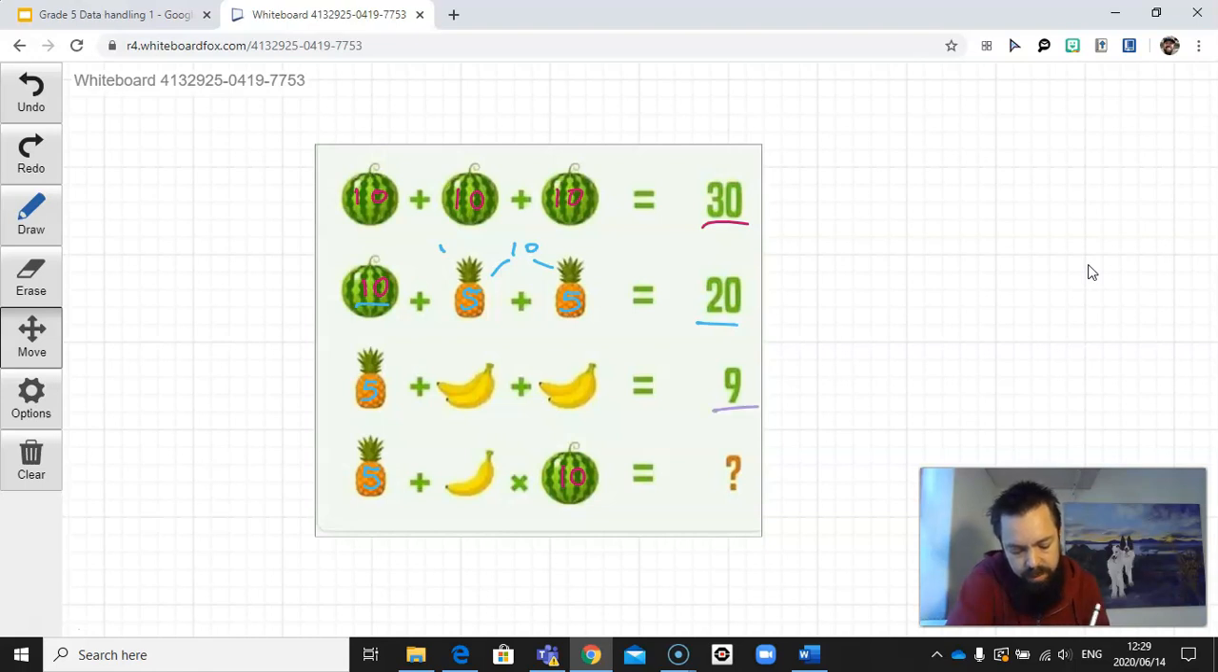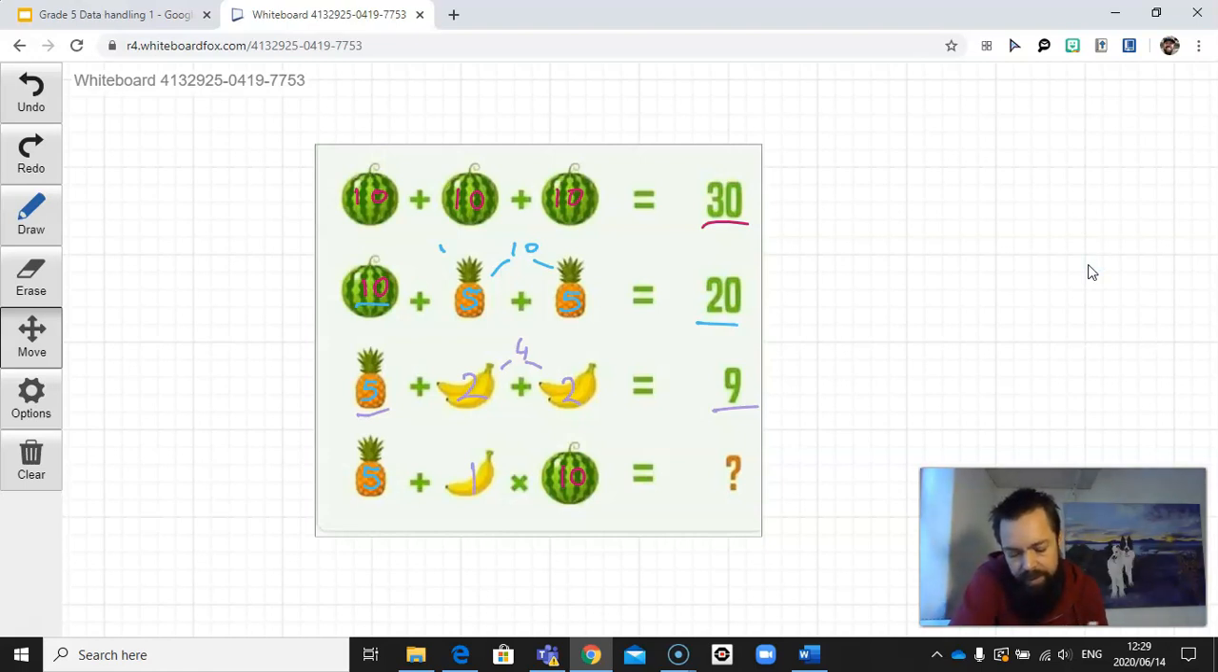Right, so in the third line, the total is 9. I've already got 5 of those, so I need another 4, which means that each of these is 2. So 4 shared between both of those is 2 and 2. So 5 plus 2 plus 2 is 9. I know that those bananas are worth 2. Now, as you can see, there are 2 bananas and it's worth 2. So when there's 1 banana in the last line, I think you can safely assume that it's worth 1.